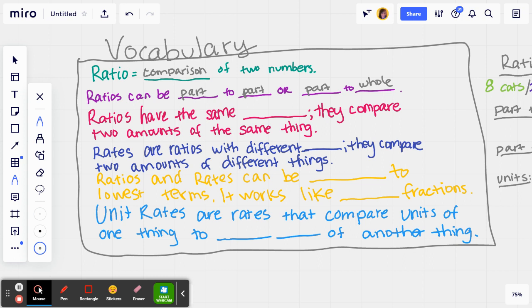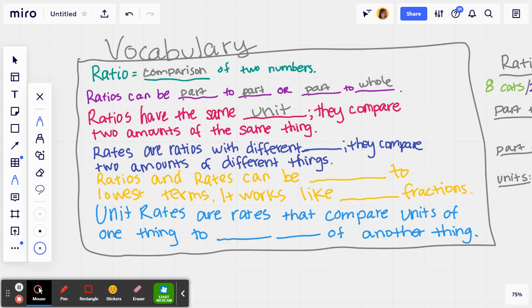Ratios have the same unit. A unit is how we count something. So maybe we're counting dollars, or maybe we're counting animals, or maybe we're counting cups of coffee, okay? But we're comparing two different amounts of the same thing.